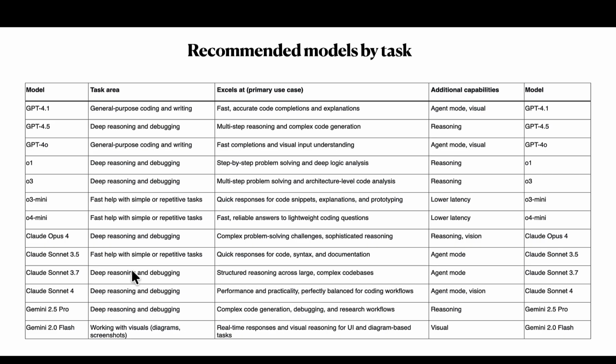You are wasting your usage actually. Next we'll go with Claude Opus 4, for deep reasoning and debugging, complex problem solving, challenges, sophisticated reasoning. Then Sonnet 3.5 is fast. It will give a fast response for simple and repetitive tasks. Again, if you want to do deep reasoning and debugging, go with 3.7, Sonnet 4 or 2.5 Pro. And very interesting, if you are working with diagrams and screenshots, real-time response and visual reasoning of UI, then Gemini 2.0 Flash is the good choice.